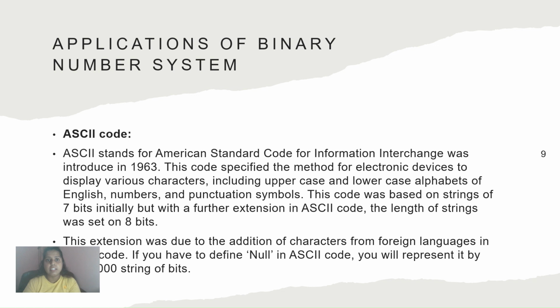This code specified the method for electronic devices to display various characters, including uppercase and lowercase English alphabets, numbers, and punctuation symbols. This code was based on strings of 7 bits initially, but with the further extension of ASCII code, the length of strings was set to 8 bits. This extension was due to the addition of characters from foreign languages in ASCII code. If you have to define null in ASCII code, you will represent it by a string of 8 zero bits.